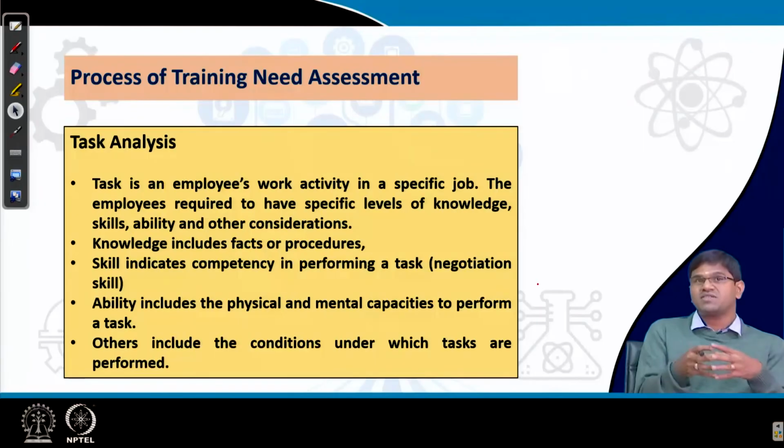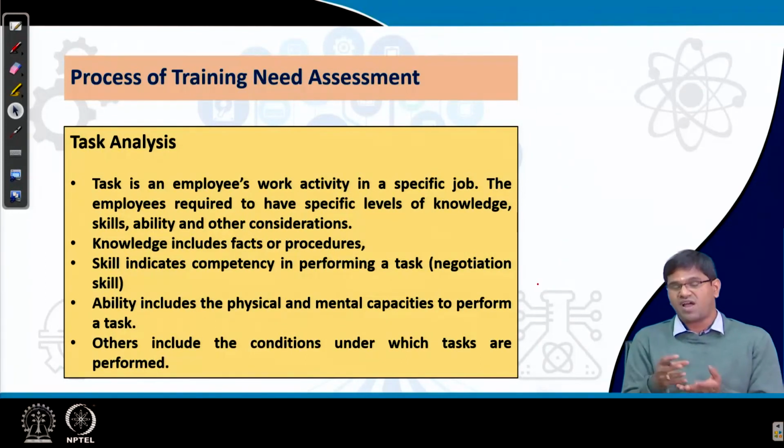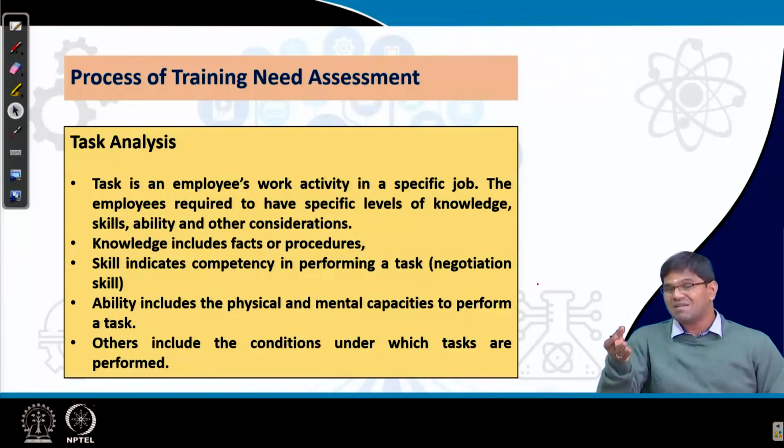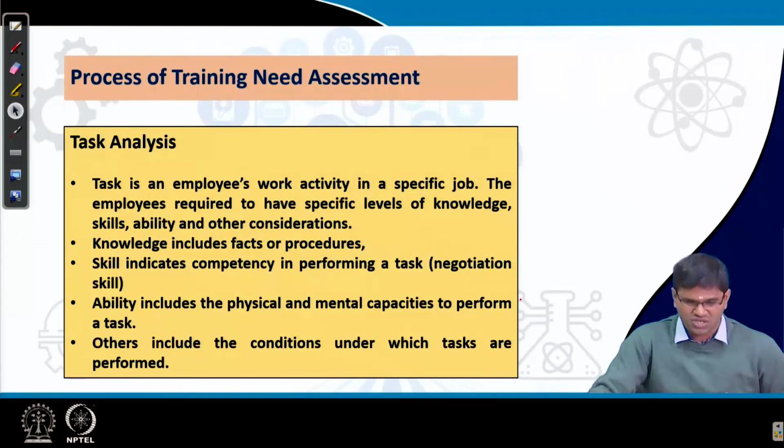Okay, what type of skill levels and ability are required for performing the particular job. It also talks about knowledge, which includes facts and procedures, and ability, by which we mean the physical and mental capacity to perform the task. And we are also talking about working conditions, which are part of the task analysis.